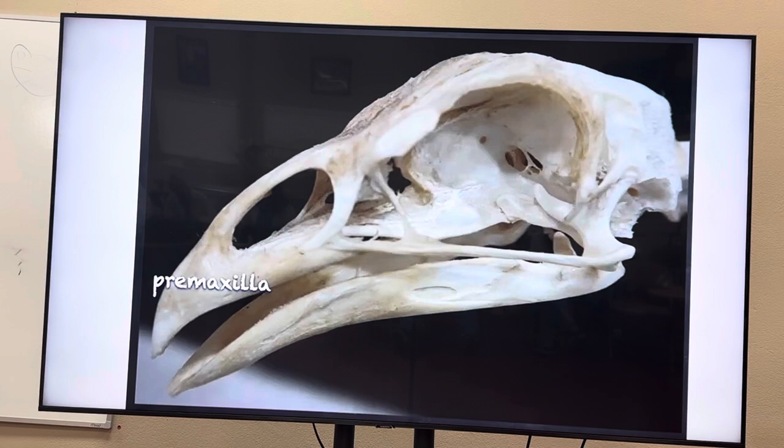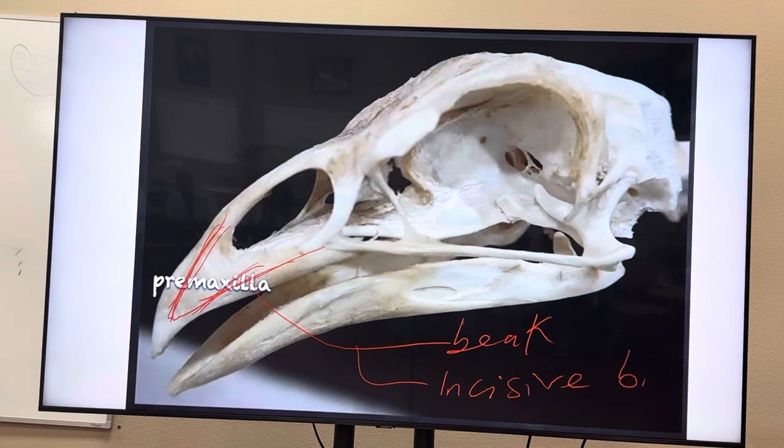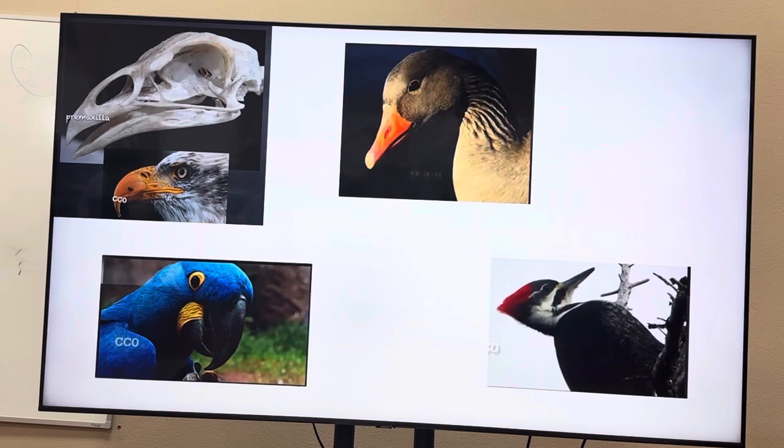So we have the premaxilla. This is found just under or inside the beak. This is what we also refer to as the incisive bone, if you still remember. The shape of these two structures, the upper and the lower jaw, varies depending on the feeding habits of different birds.